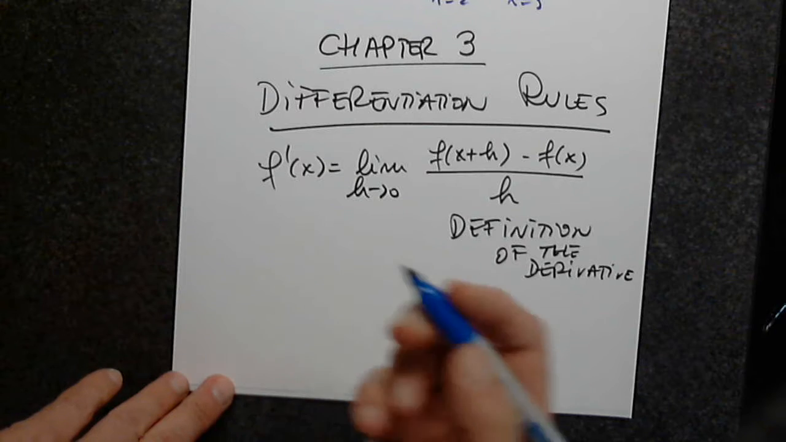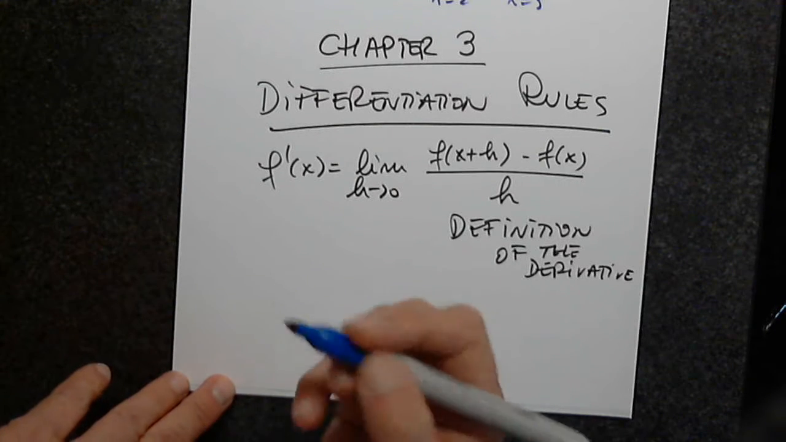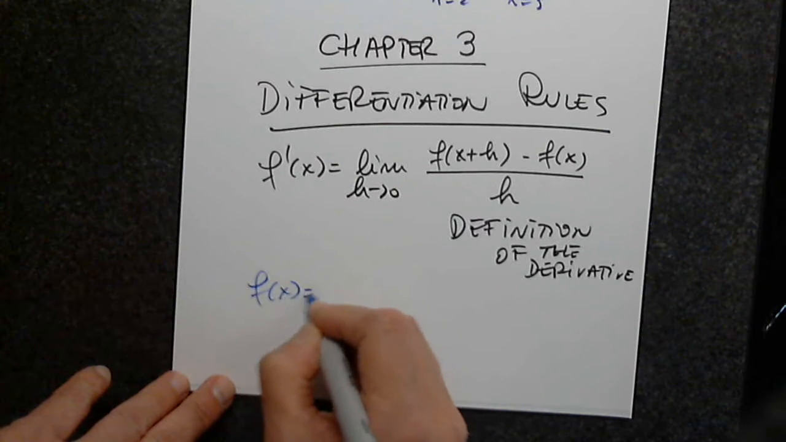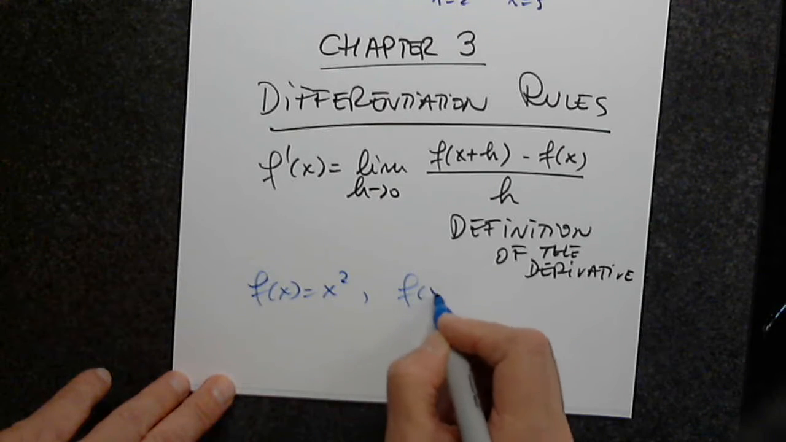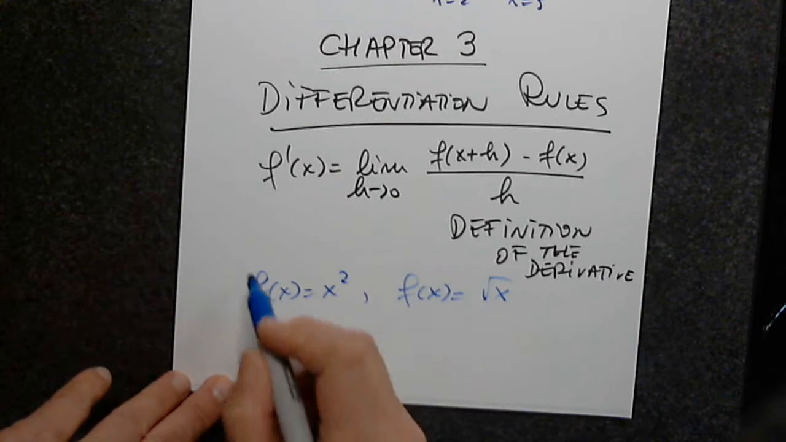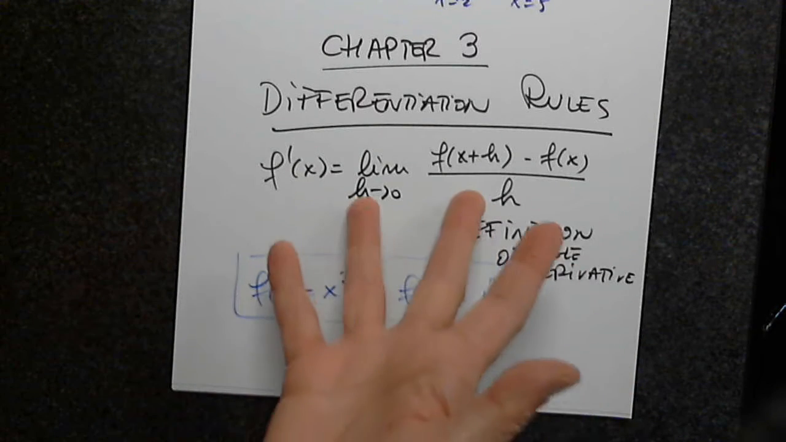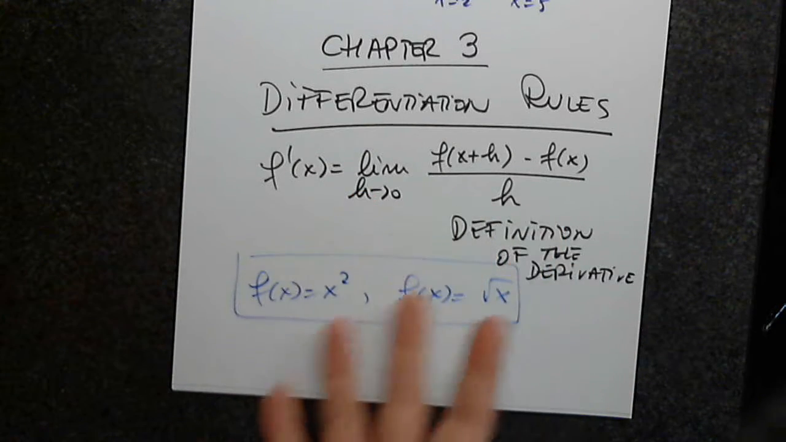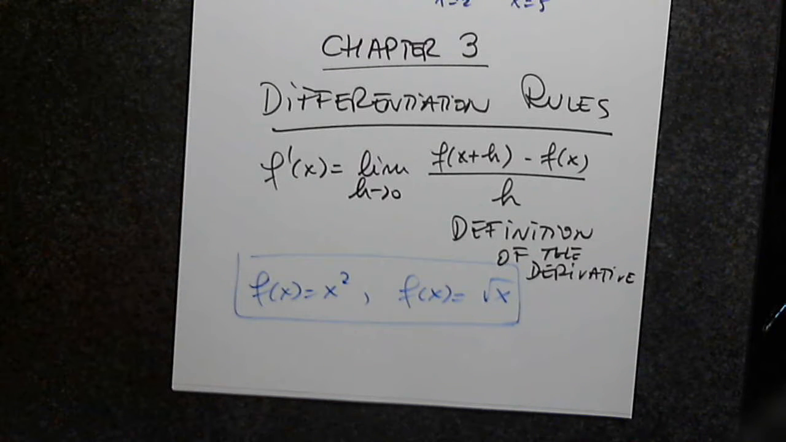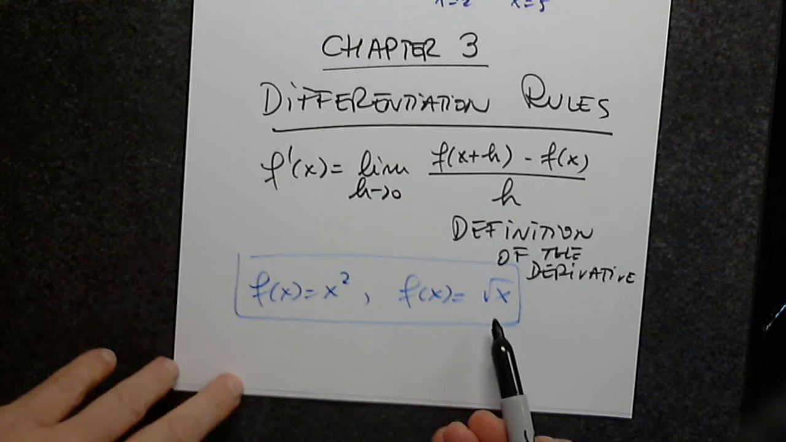Now, let's suppose just for a couple of functions, like let's say f of x equals x squared and f of x equals the square root of x. Just two simple functions. I would like to still use the definition of the derivative, and then we'll draw a conclusion about the first differentiation rule on differentiating polynomials. Ready? So let's start with this, and I think we did it.